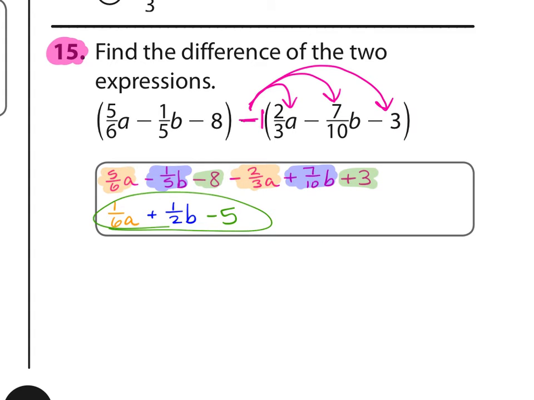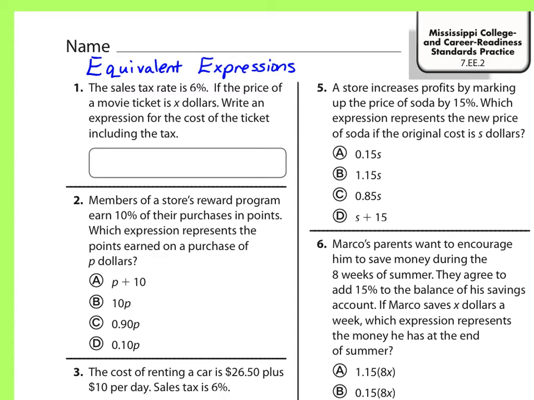And so we have simplified this. There's nothing else we can do. These are not like terms now, so there's no more combining we can do, and we are finished with the problem. This next standard, 7.EE.2, is about equivalent expressions.